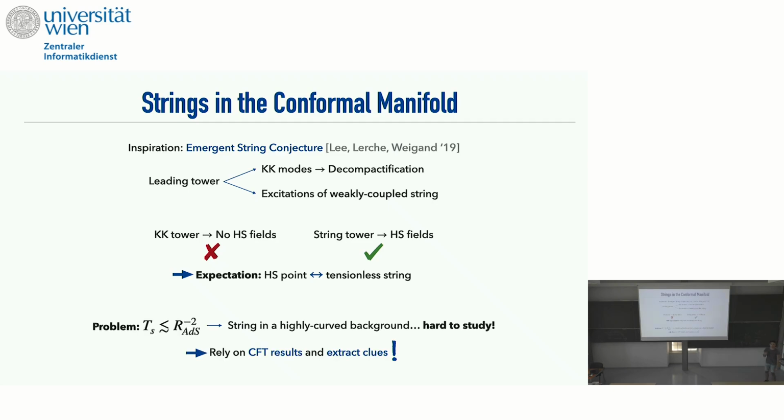However, this raises a bit of a problem, and it is that I'm not doing string theory in flat space. I'm doing string theory in AdS. So whenever I have a string that is becoming tensionless, the tension is going well below the AdS scale, which means that I have a string in a highly curved background, which is very hard to study. It's just very hard to quantize this string, the spectrum, it's just hard. So instead of trying to do this, even though there is some progress in this direction, I'm going to rely on CFT results. I will come back to the CFT, try to compute things in the CFT, and see what kind of clues we get for the bulk.